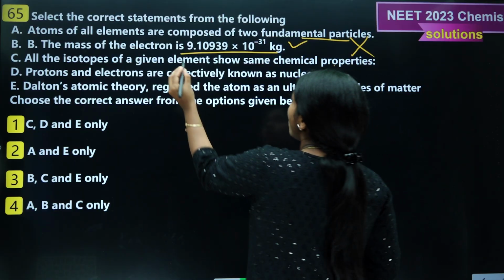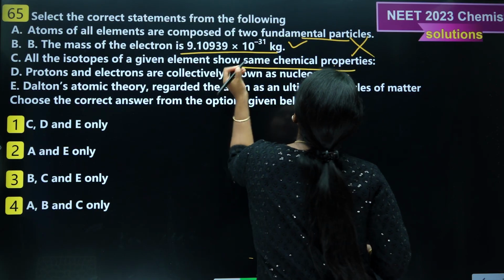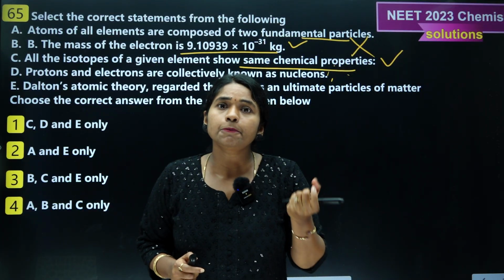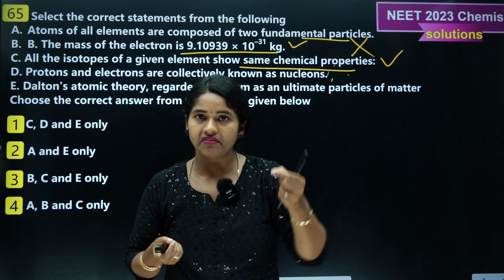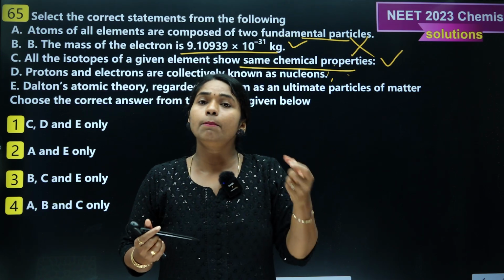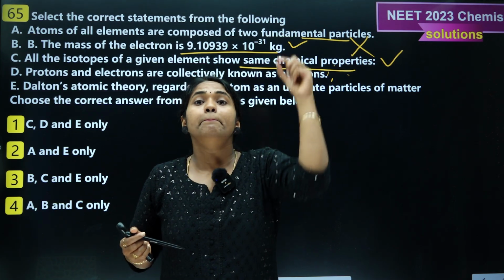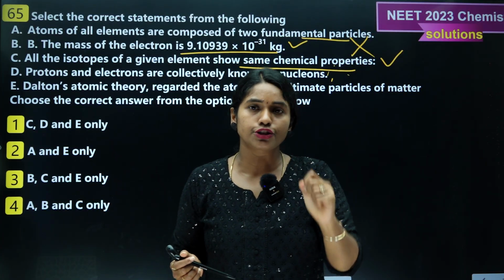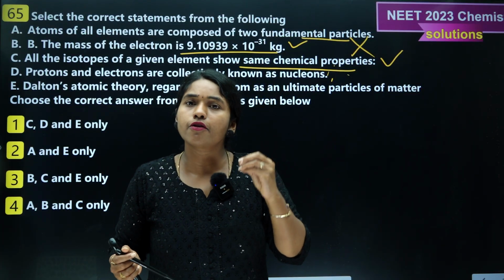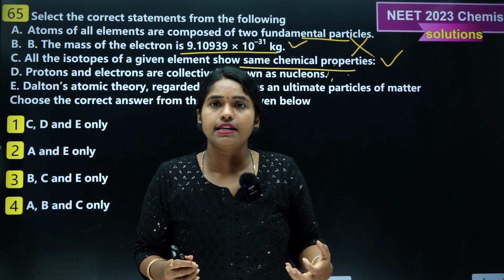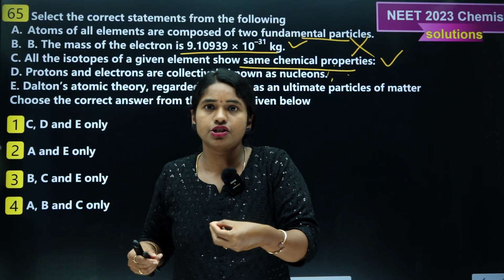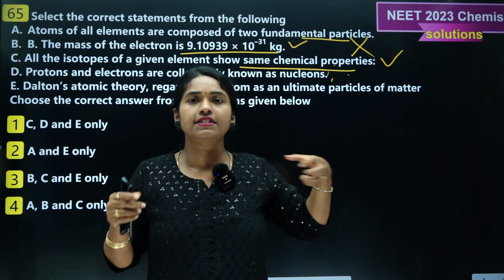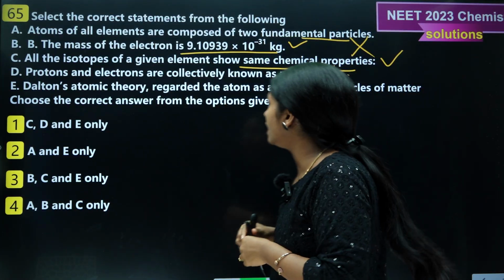All the isotopes of a given element show the same chemical properties. This is correct. Same or similar properties. See, isotopes are like H-1, H-2, H-3. They have the same atomic number but different mass numbers. Same atomic number means the same number of electrons and protons. If the electrons are the same, and electrons are involved in chemical reactions, these isotopes have similar or the same chemical properties.